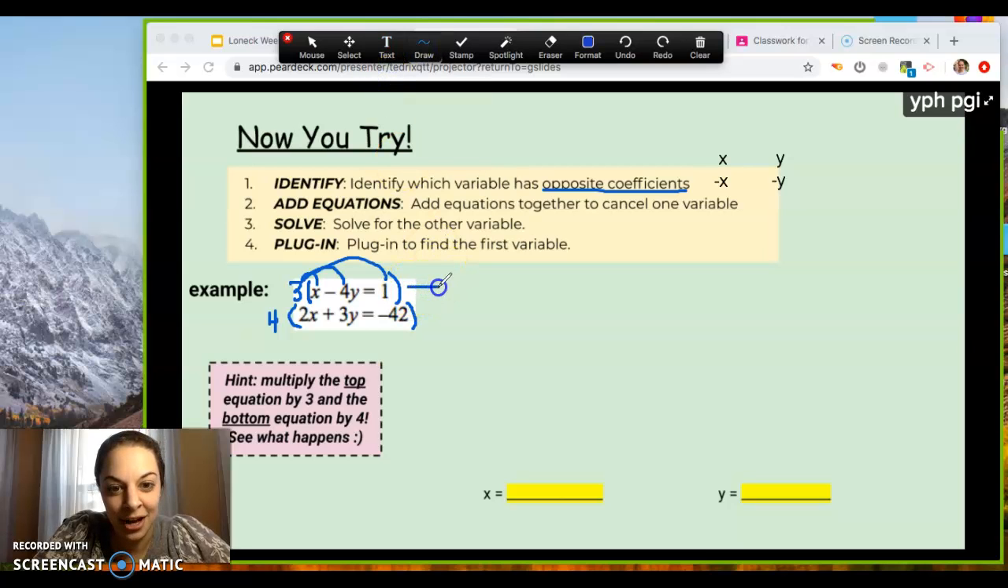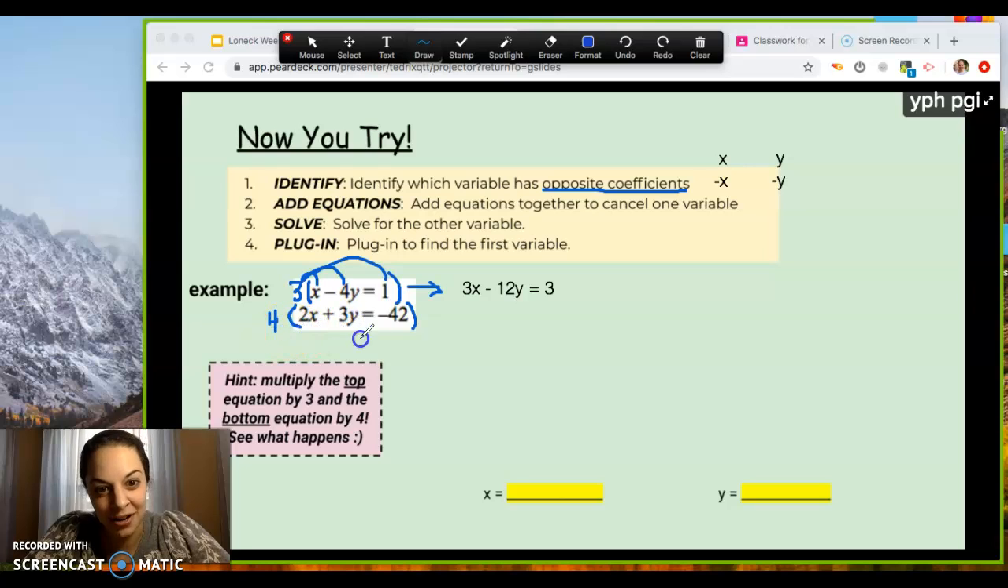When I multiply the top equation by 3, the resulting equation is 3 times x, which is 3x, minus 3 times 4y, which is 12y, equals 3 times 1, which is 3. That's what happens to the first equation when I multiplied it by 3. In the bottom equation, I'm going to multiply everything by 4.